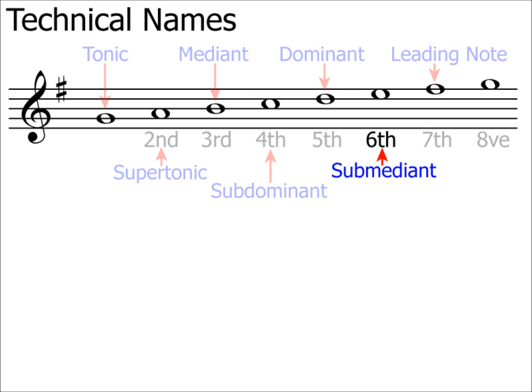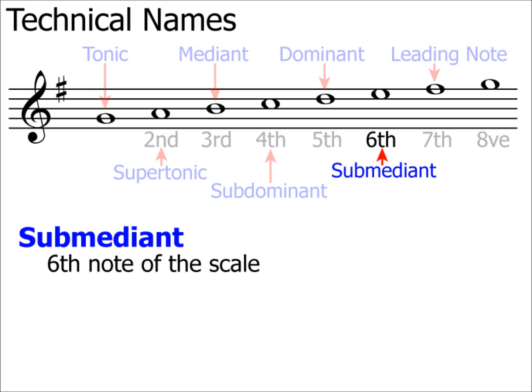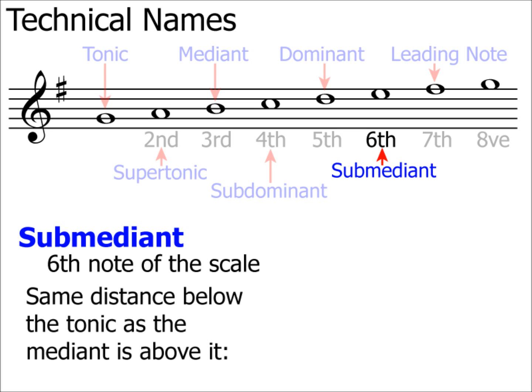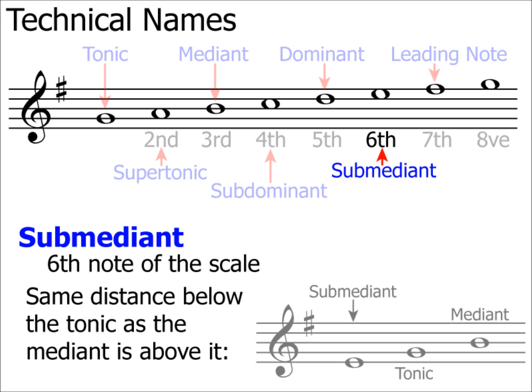It's the sixth note, or the submediant, which causes a lot of confusion for students. I gave an example a moment ago of the subdominant, which is the same distance below the tonic as the dominant is above it. We use the same sort of calculation for the submediant. It is the same distance below the tonic, a third, as the mediant is above it.